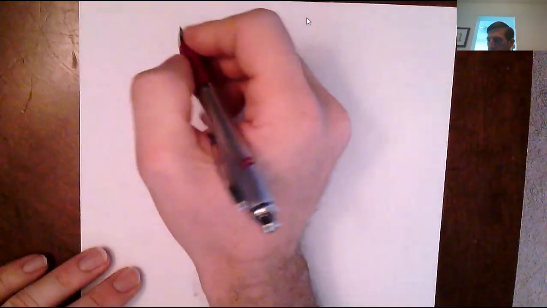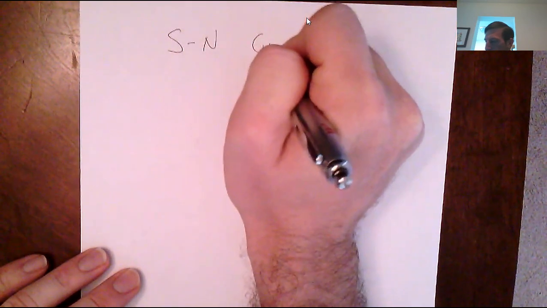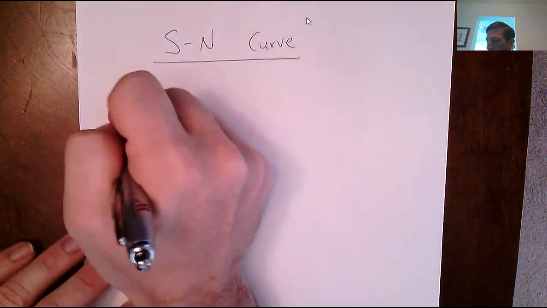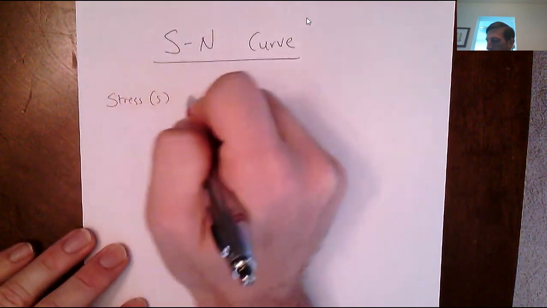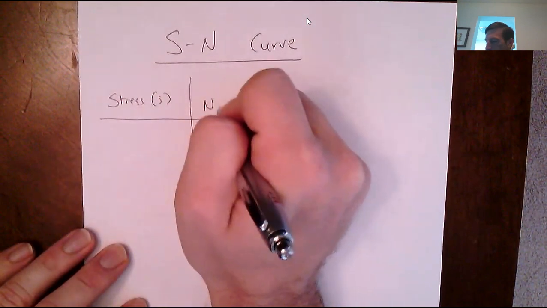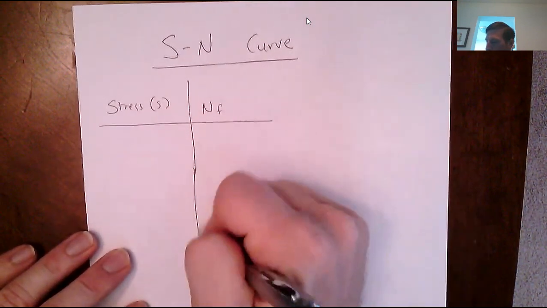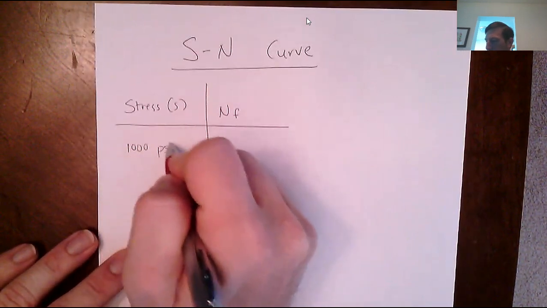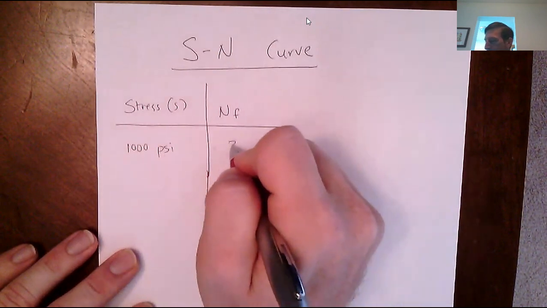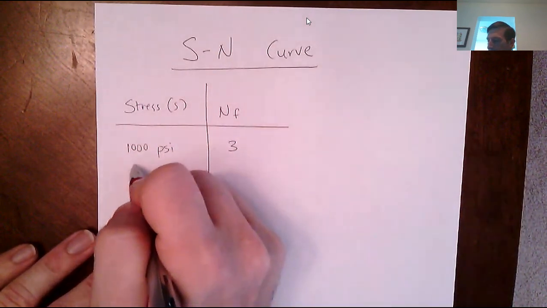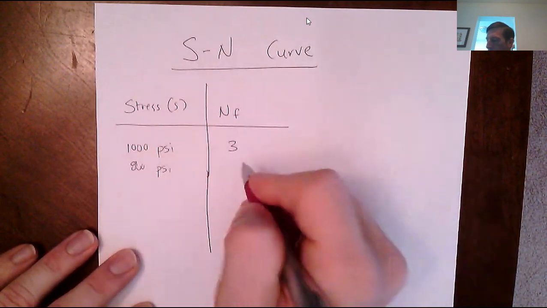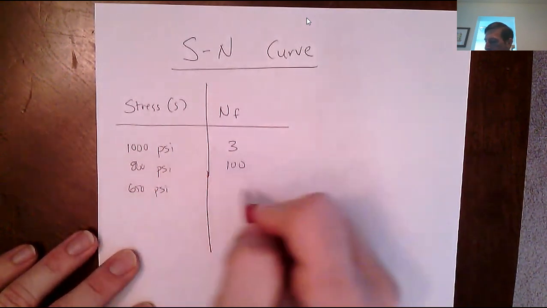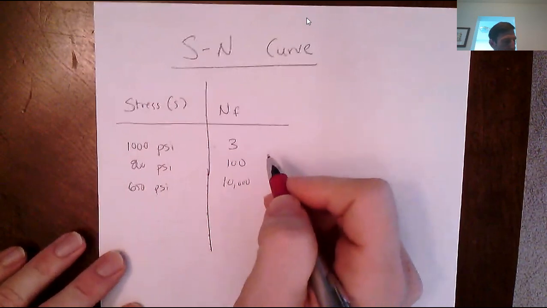Okay, so we're trying to discuss what is the SN curve now. And this is important because you're going to be collecting and reducing data. So let's say I'm doing my paperclip bend test, and I have number of cycles to failure. So let's say I take my paperclip, and I'm going to apply, I don't know, 1,000 PSI to the paperclip. And maybe that breaks it after, say, 3 cycles. I then do 800 PSI, and it breaks at 100 cycles. And I do, say, 650 PSI, and it breaks at 10,000 cycles.